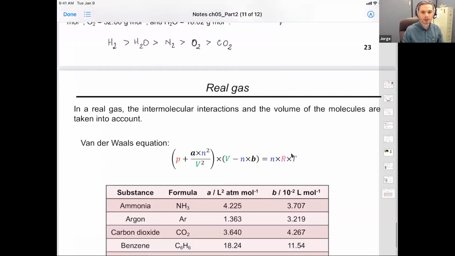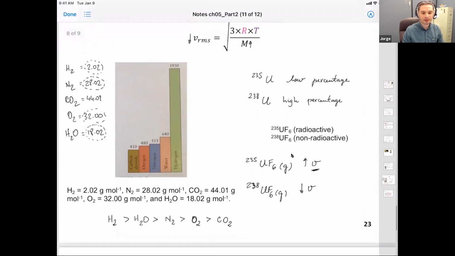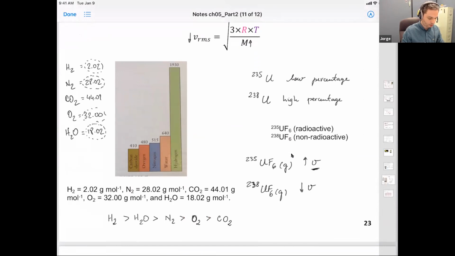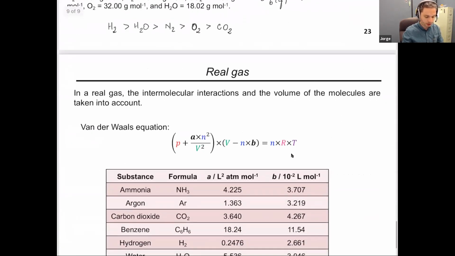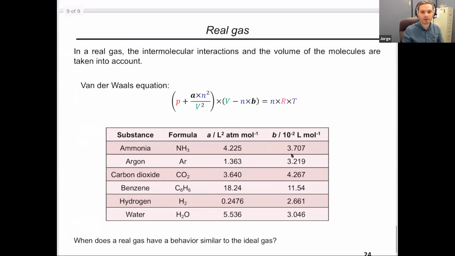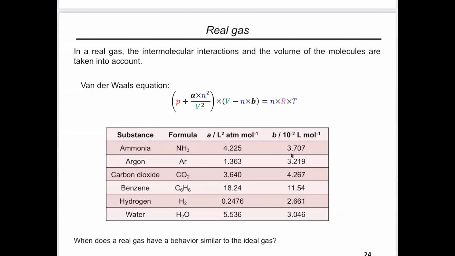So we are talking about gases, and that was the last slide that I showed you, where we talked about the speed of different gases and how it changes as a function of temperature and molecular mass. For today, to finish chapter number 5, we are going to talk about the real gas. Okay, so let's start with the definition of real gas. In a real gas, the intermolecular interactions and the volume of the molecules are taken into account.